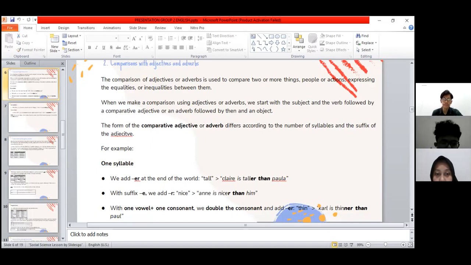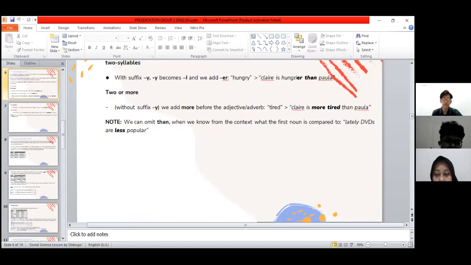With one vowel and one consonant, we double the consonant and add er. Carl is thinner than Paul. With two syllables, for example with suffix y, y becomes i and we add er. Claire is hungrier than Paula. Two or more syllables without suffix y, we add more before the adjective or adverb. Claire is more tired than Paula. Note: we can omit than when we know from the context what the first noun is compared to. Lately, dividends are less popular.